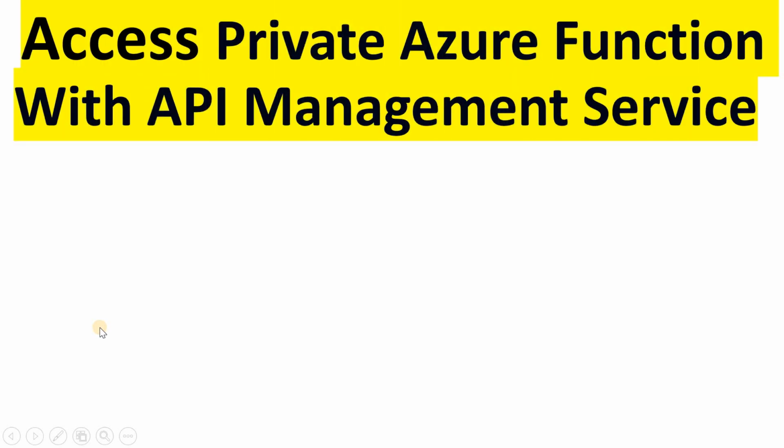Hi. In this video, we will see how to access a private Azure Function, or an Azure Function enabled with a private VNet endpoint, using API Management services.